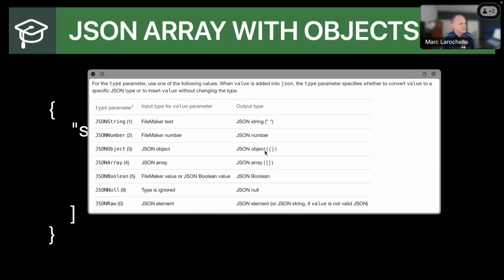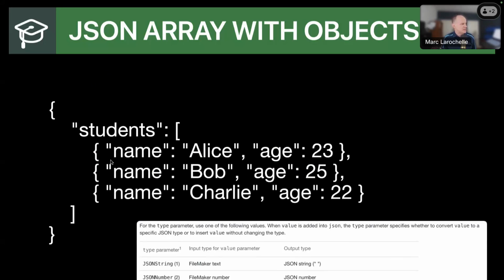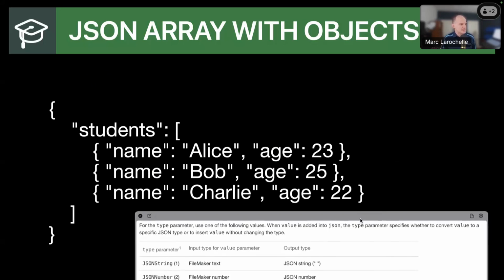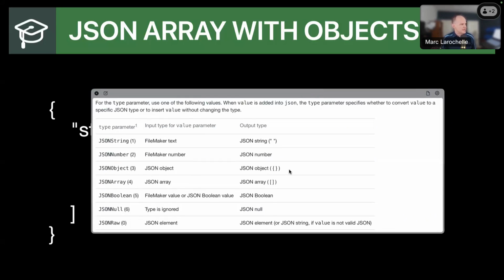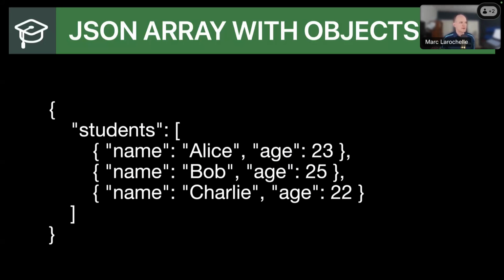But just as a point of reference, we also have objects, entire objects. I guess we have seen an example of that. This would be an array with an object in it. And then we have arrays. We did talk about that. Then we have Boolean, and then null, and then raw. That doesn't necessarily apply here, but these are the different formats that the JSON functions in Claris support. Okay. All right, 2 more questions.